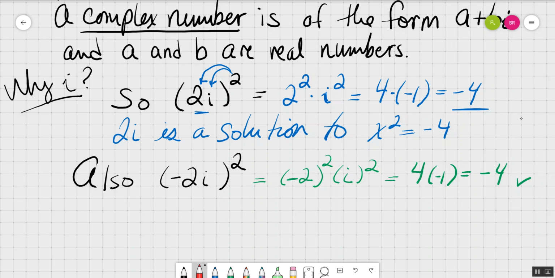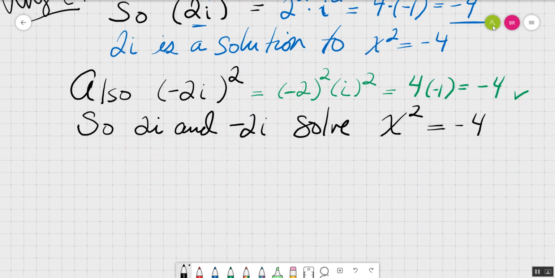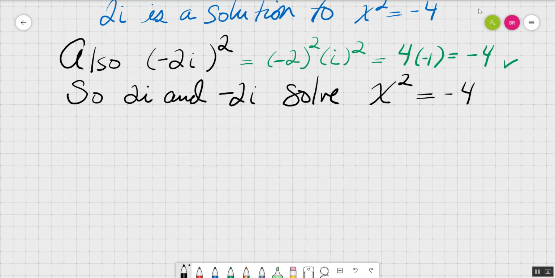So one way you could summarize this is that, hey, I did find the solution to this. So 2i and -2i solve it. When I take a square, I can get a negative. So when you think about this, what do I need to do? I make a new number system that makes this solvable. That's it. That's all there is to it. Nothing more.